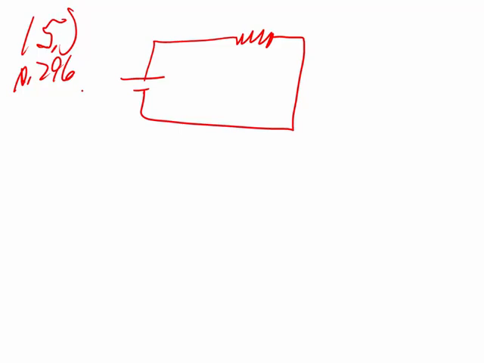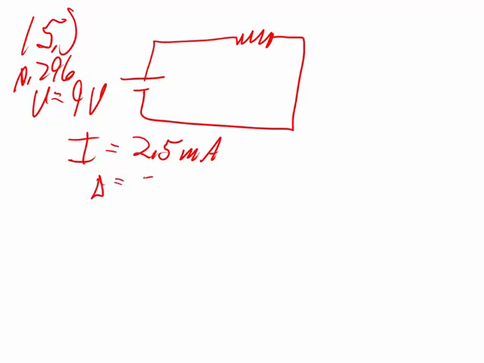The 9-volt battery voltage is 9 volts, right here. And it supplies a current of 2.5 milliamps for 5 hours. The time interval is 5 hours. How many seconds would that be? Well, 1 hour is 3,600 seconds, so 5 times that would be what?